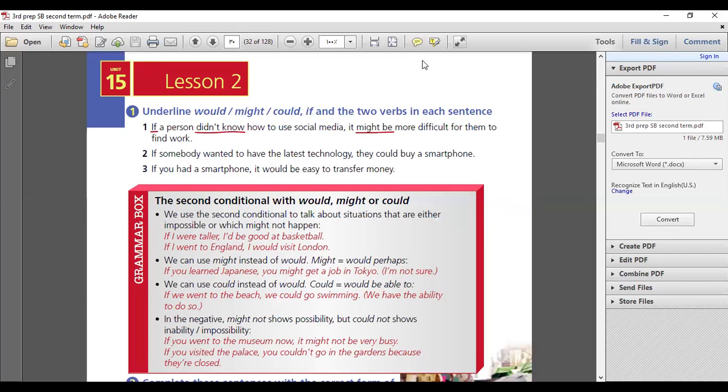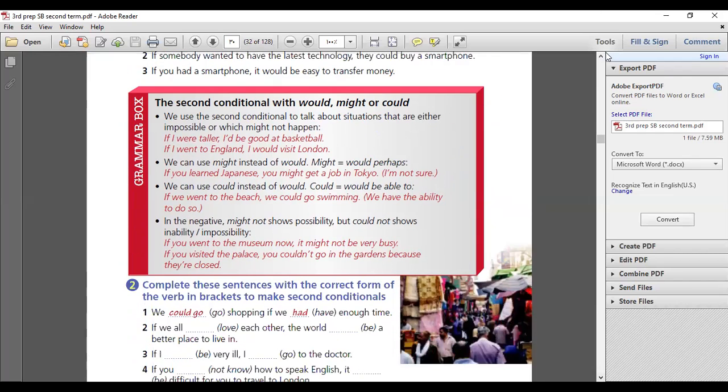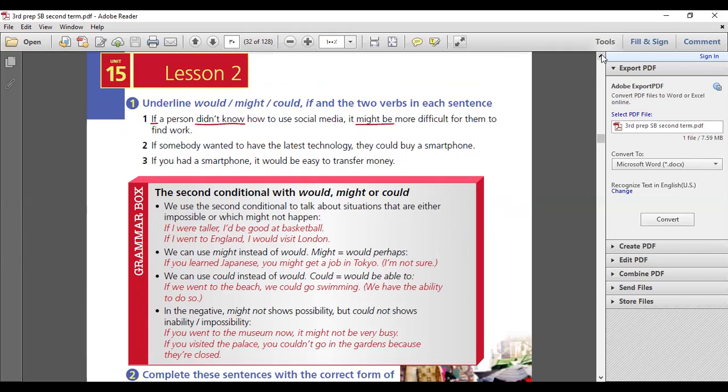Open your book on another page. Okay, page 50. Underline the words might, could. Underline if and the two verbs in each sentence. So you will underline if, the first verb which is past simple, and then the second verb which is the infinitive after could or might or would. Let's go, first one, number 2.